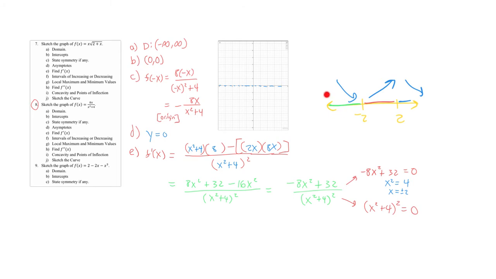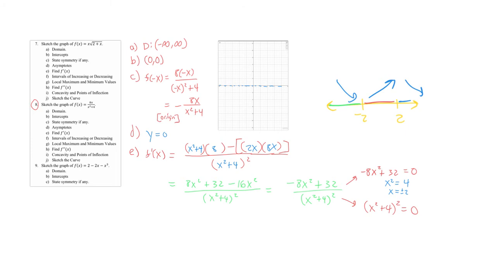So I would mention that to the teacher. You might want to use interval notation. It decreases from negative infinity all the way up to negative 2, not including negative 2. It also decreases from positive 2 to positive infinity, not including positive 2. And it increases from negative 2 to positive 2, not including either of those.